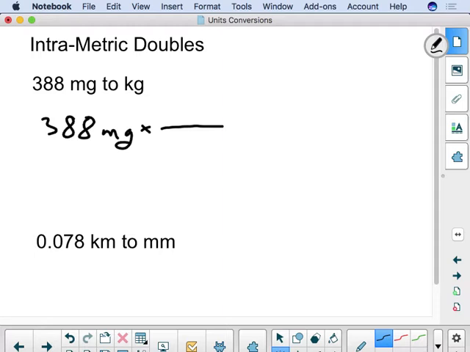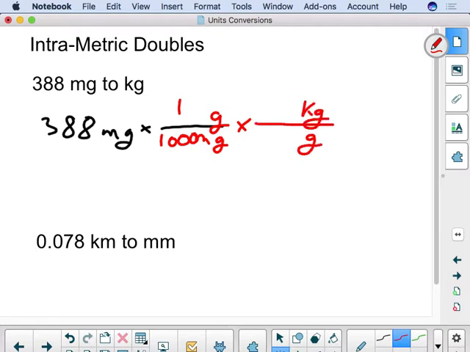Okay, I want to get rid of milligrams, so I'm going to put that down here. I want to move through grams. I'm going from milligrams to kilograms. Grams is my in-between unit there. One gram is the same thing as 1,000 milligrams. Then I need to get rid of grams, so I put that down below. Put kilograms up there. 1 kilogram, 1,000 grams.